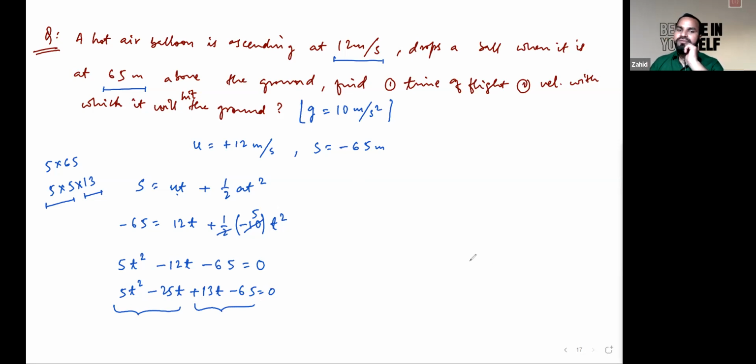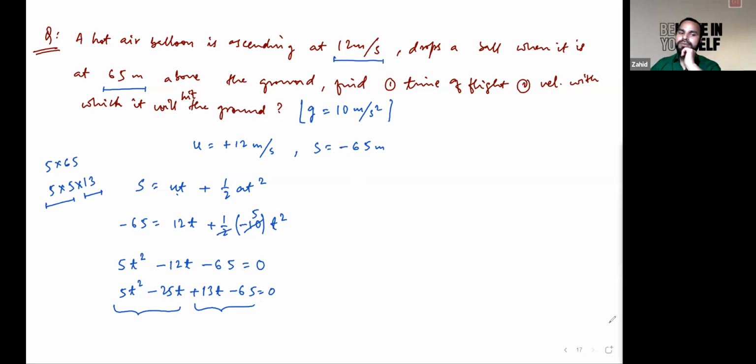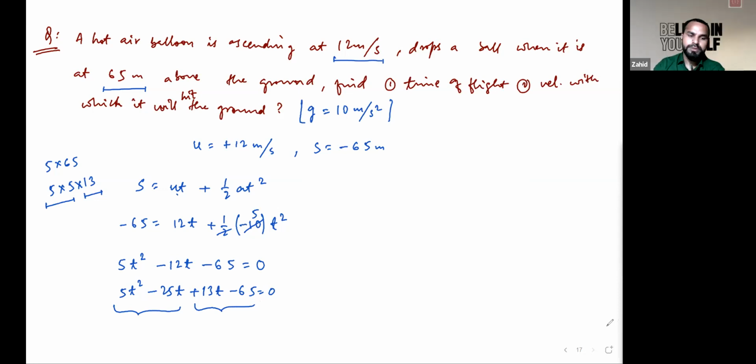Is it clear, Yusuf, till this part? Yes, sir. Nida, any doubt? No, sir. Just solve this expression to get the time of flight. Put it in the first equation of motion to get the final velocity.